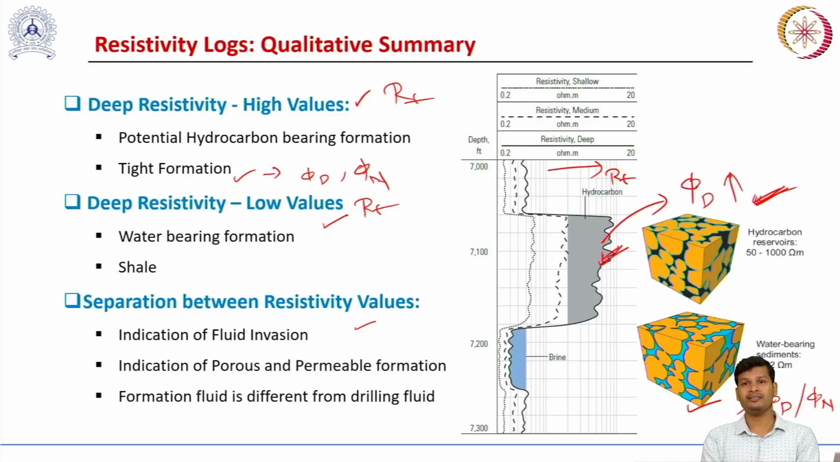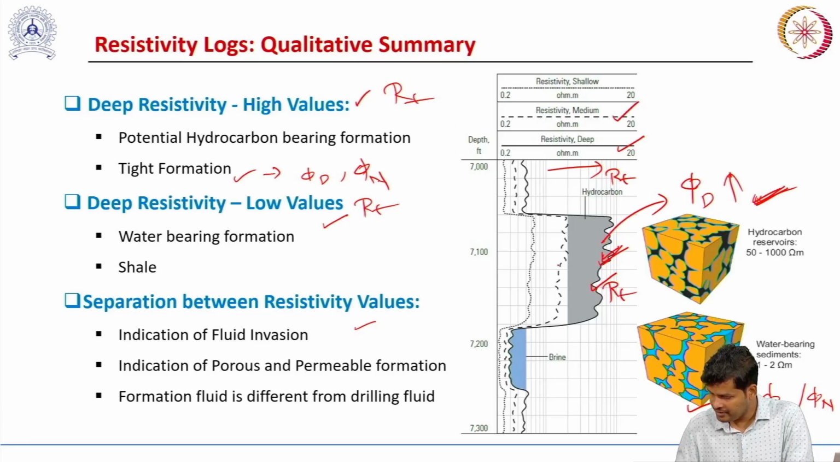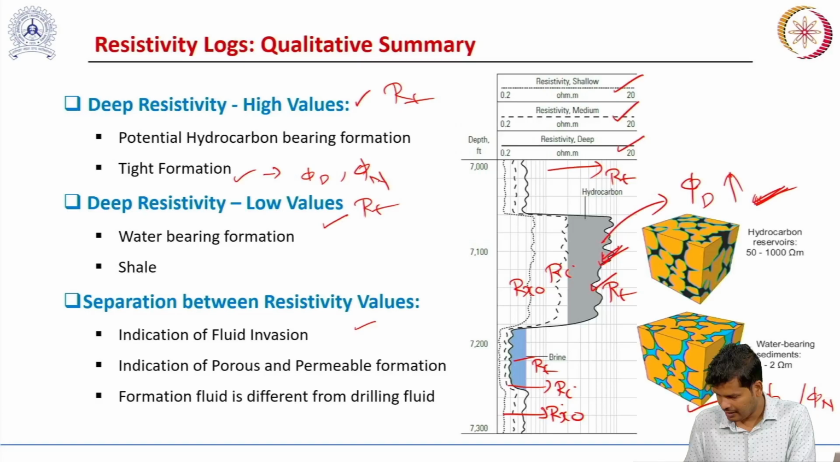If you see in this figure here, the first one is deep resistivity, the RT value. This is medium resistivity, the RI values. This is shallow resistivity, the RX values. Same here also, RT, RI, and RX. So there is separation. You can see in the oil bearing section and water bearing section there is separation. This is an indication of a porous and permeable formation.